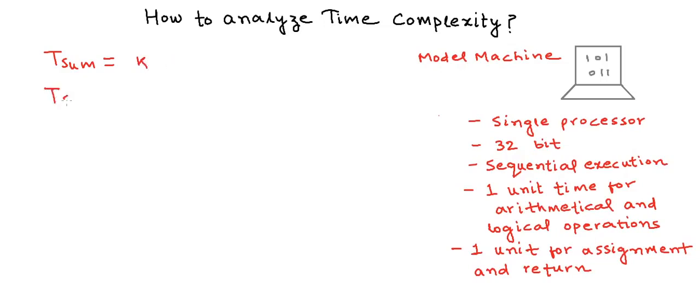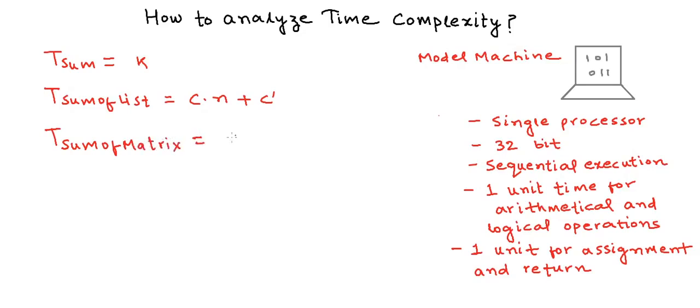The second example was where we wanted to have the sum of elements in a list, and in this case our time taken was a linear function of n, something like c into n plus c dash, where c and c dash are some constants. If we want to print or calculate the sum of elements in a two-dimensional matrix of size n cross n, then if you try to deduce the time taken in that particular situation, the expression would be something like a n square plus bn plus c, where a, b and c are some constants.